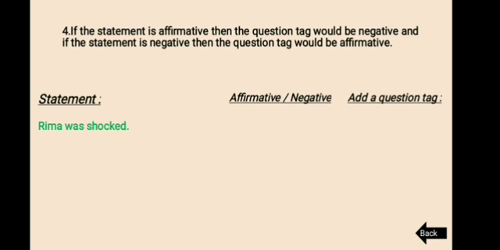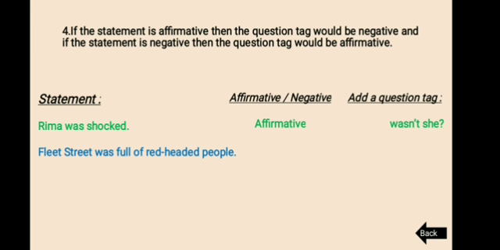The first statement, Rima was shocked. If you read this properly, you will find there is no negative word in this statement and the statement is affirmative, right? So as the sentence is affirmative, the auxiliary verb used here, was, becomes was not, which is often written as wasn't. So my tag would be wasn't she. The pronoun that can be used for Rima would be she. So the answer would be Rima was shocked, wasn't she?